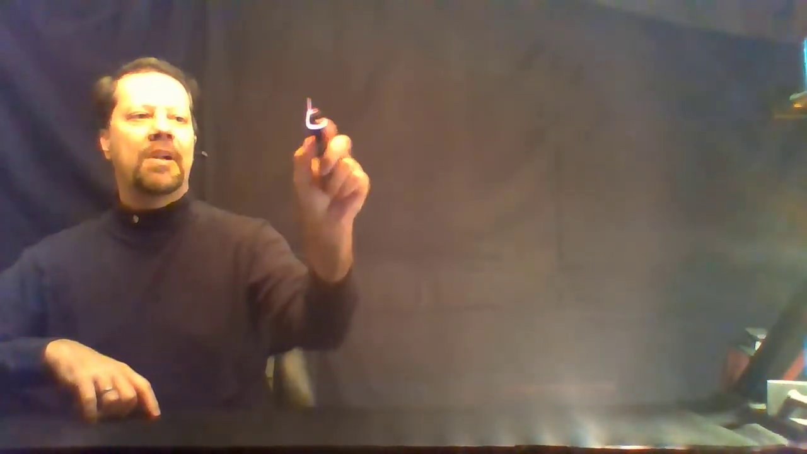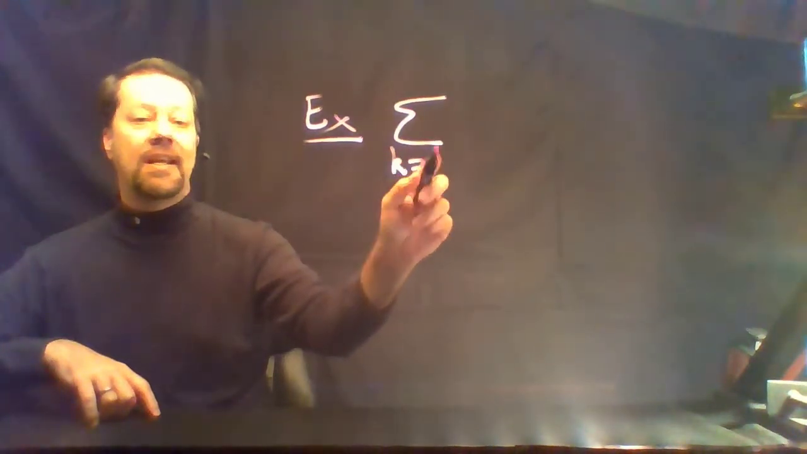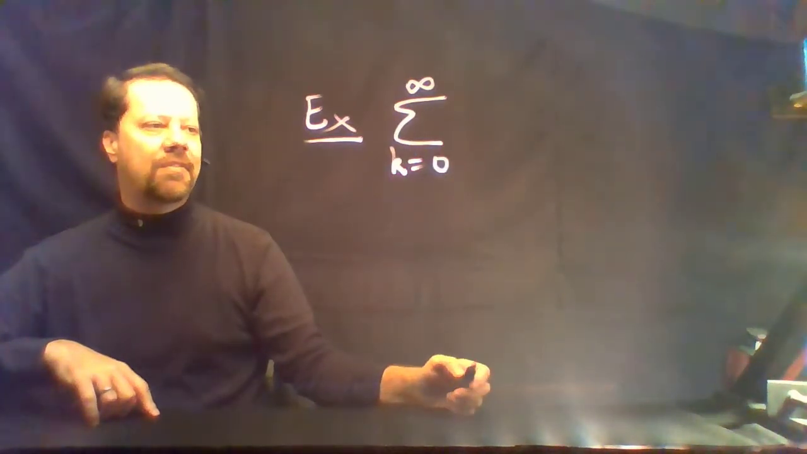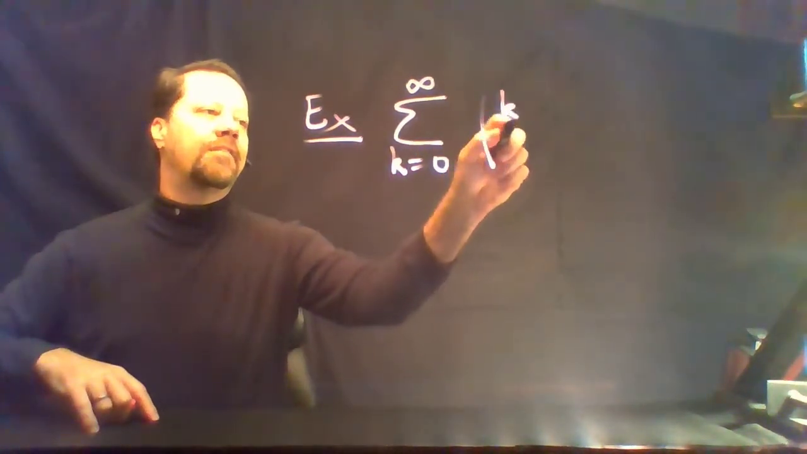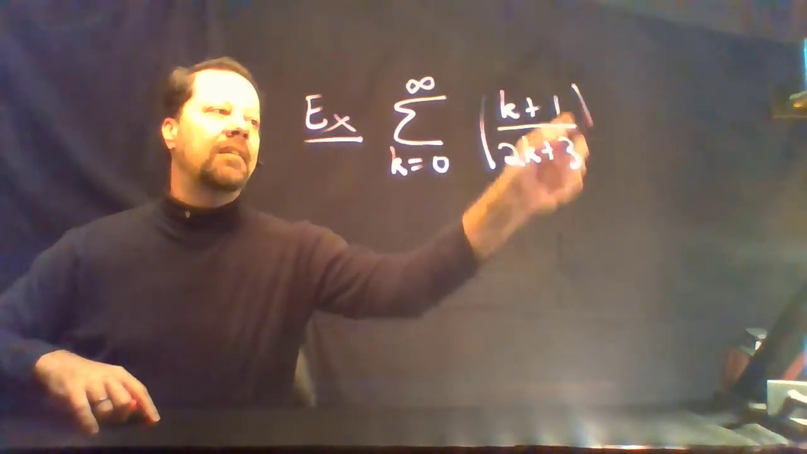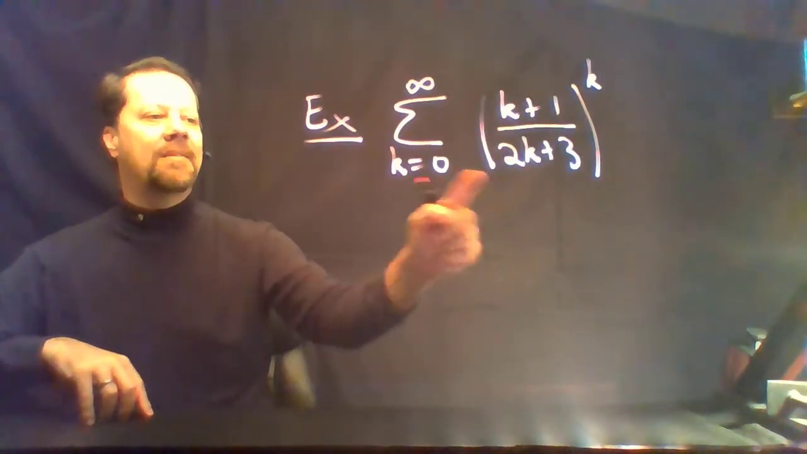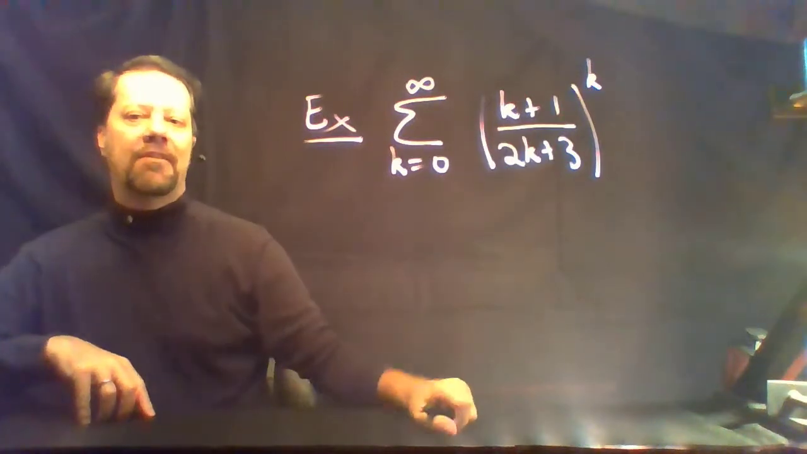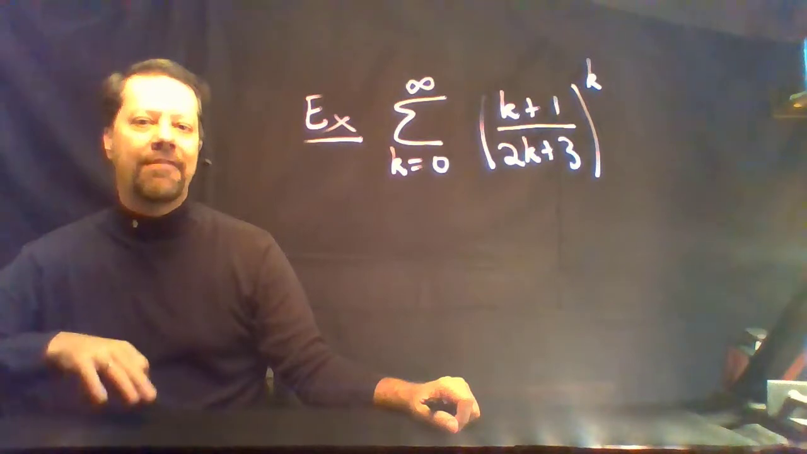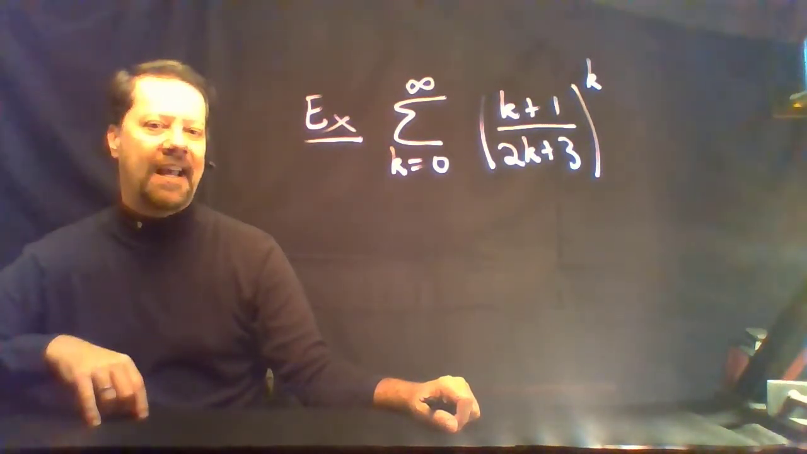For another example of where you would like to use the root test that perhaps isn't as obvious as, say, a geometric series, let's look at the sum as k goes from 0 to infinity of ((k+1)/(2k+3))^k. You can see that in the limit, the quantity inside of the power of k goes to 1/2. And so this will eventually behave like a geometric series with a common ratio of 1/2.